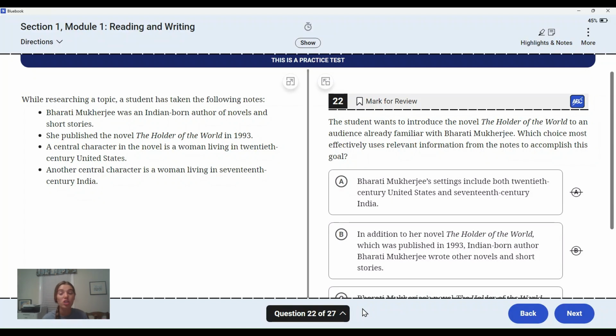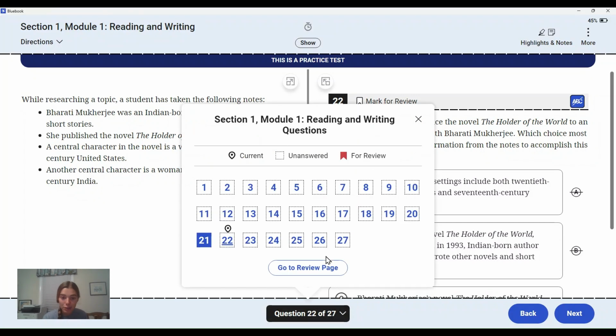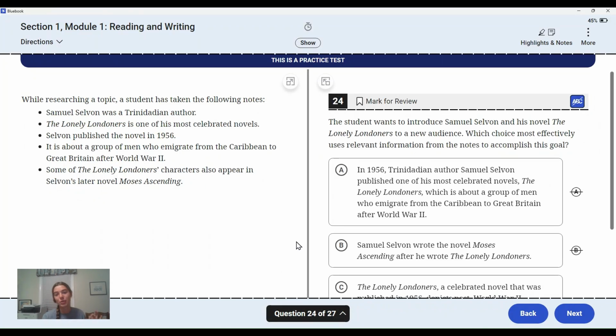For most of these questions, you do not have to read the passage. You just have to look at the questions and the prompt. So I'm going to go and pick a medium difficulty problem again, and we'll try it, see if it'll work. Okay. The student wants to introduce Samuel Selvin and his novel, The Lonely Londoners, to a new audience. Which choice most effectively uses relevant information from the notes to accomplish the goal? Again, don't need to read the notes.